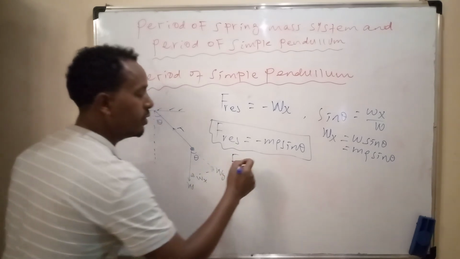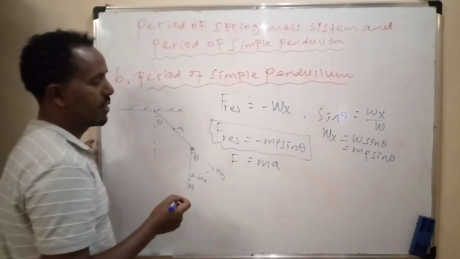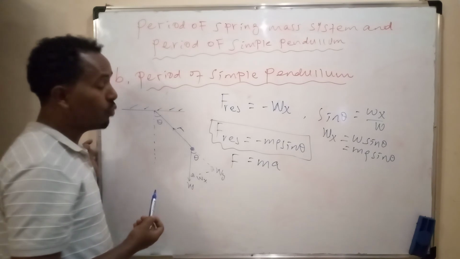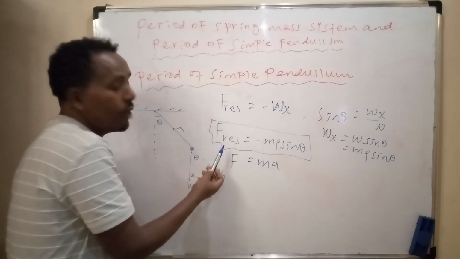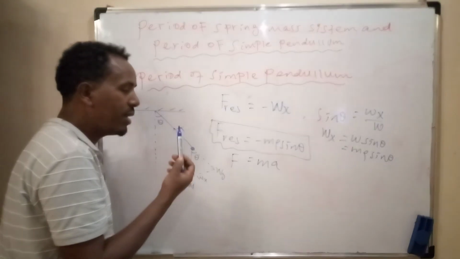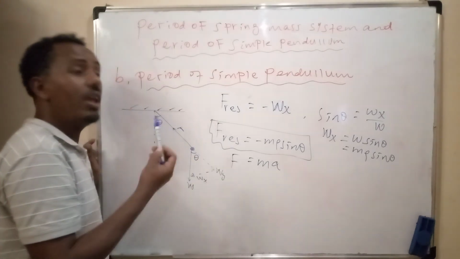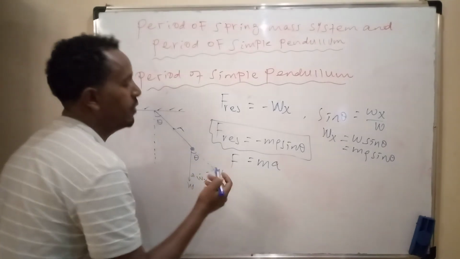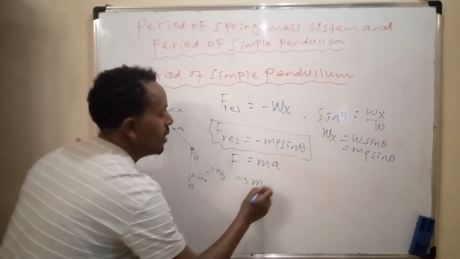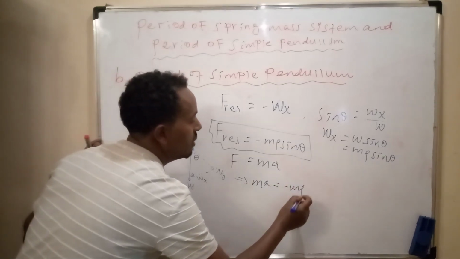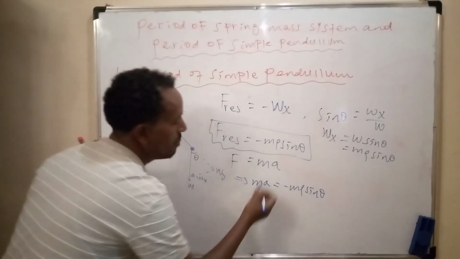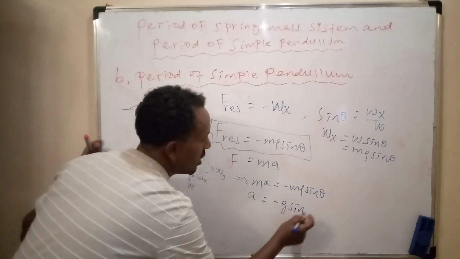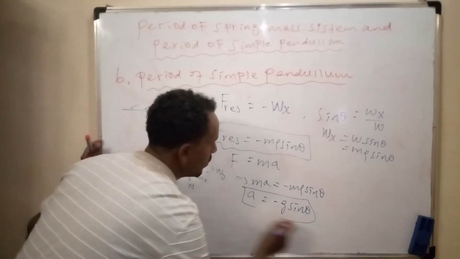From Newton's second law, force is equal to mass times acceleration. Mass times acceleration can be substituted instead of restoring force. This force and the restoring force act in opposite directions, and they are equal in magnitude. Therefore, mass times acceleration is equal to minus mg times sine of theta. Mass is cancelled on both sides. Acceleration is equal to minus g times sine of theta.